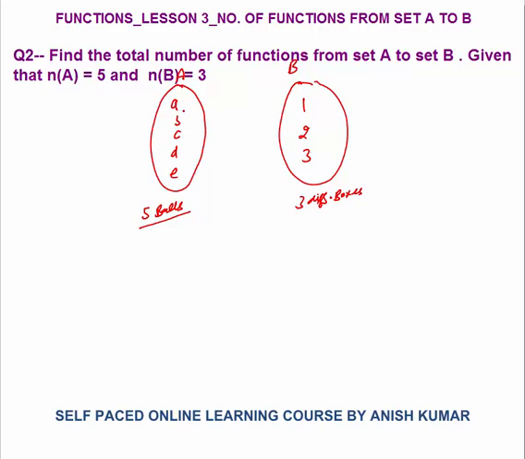Now again, ball number A has 3 choices. Ball number A can go to box number 1, box number 2 or box number 3. So ball number A has 3 choices. In the same way ball number B has 3 choices. So each ball has 3 choices.